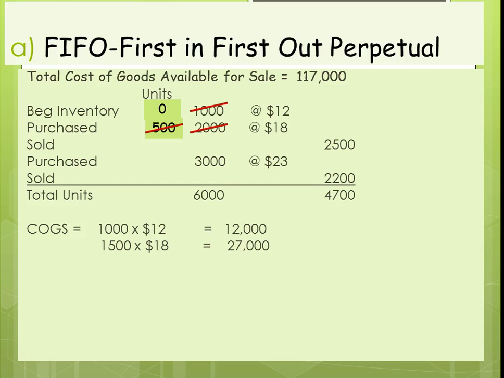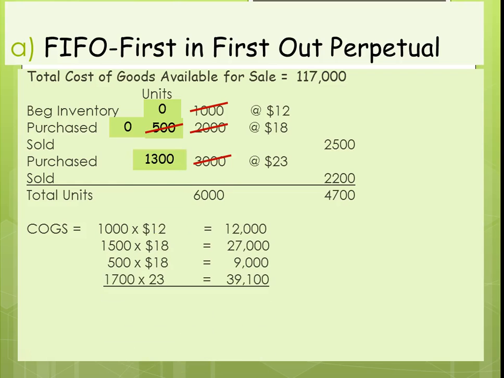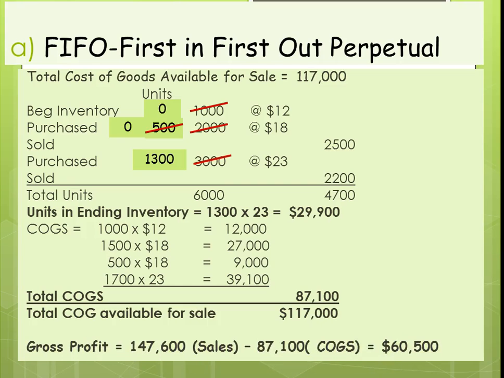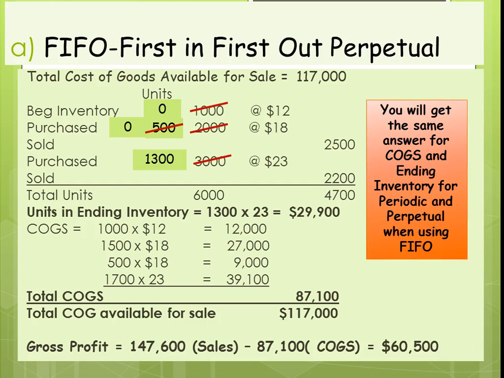But when we make our next sale, we're going to take 500 at 18 and 1,700 at 23, and we still get 87,100. And ending inventory is 29,900, and that gives us our 117. And our cost of goods sold would be the same. So remember, for perpetual or periodic, you're always going to get the same answer under FIFO. Again, that's why they like this for the international standard.